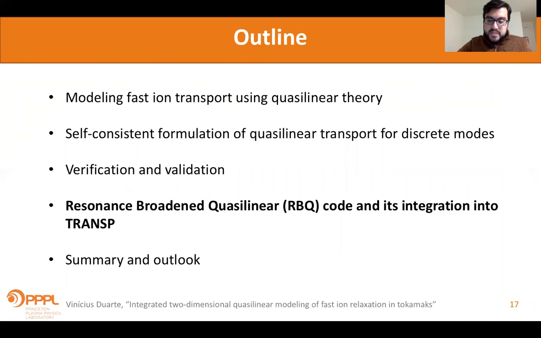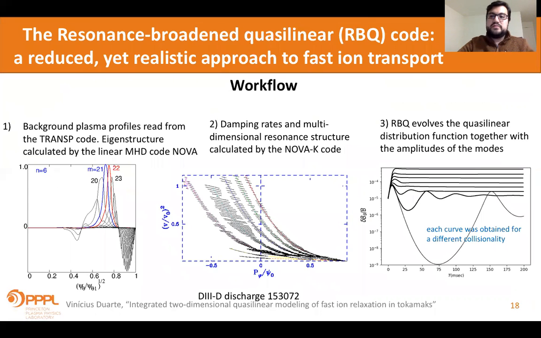So let me mention the integration of the resonance broadened quasilinear code into TRANSP, which is a prototype for whole device modeling. So it's a transport code. Again, this resonance broadened quasilinear code is reduced, but I claim it is still realistic. So we capture the essence of the dynamics. This is an example of the workflow of the code.